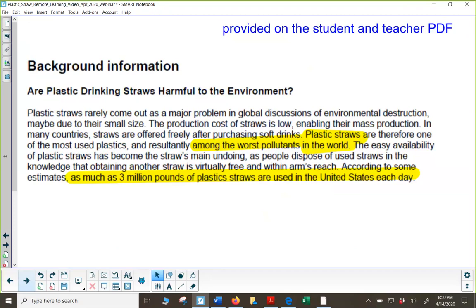Thanks. Good, okay. All right, so I do supply on the student PDF some background information, because I want to tie in that this is not just a cold math problem, but it has some things to do with social awareness. Plastic straws are among the worst pollutants in the world. As much as 3 million pounds of plastic straws are used in the United States each day. I was going to bring in plastic bottles, didn't have enough time to do it, but you can just multiply by what you get with plastic bottles, it'd be a lot.